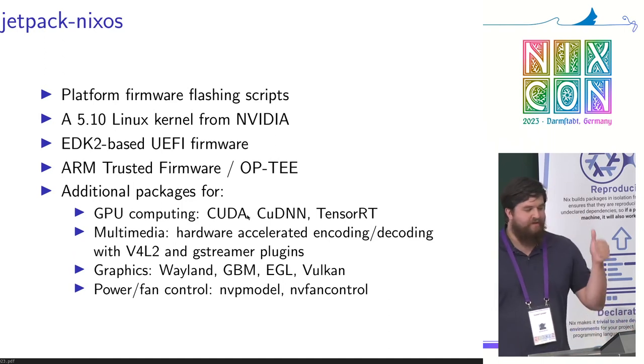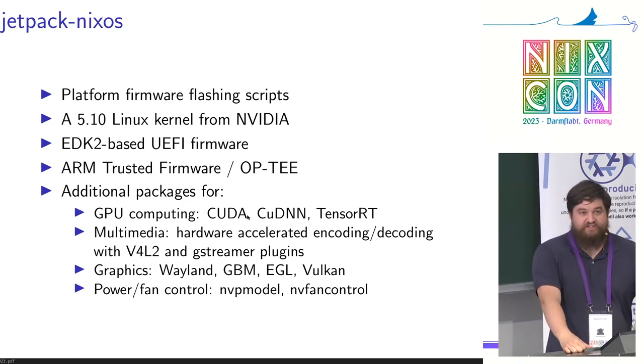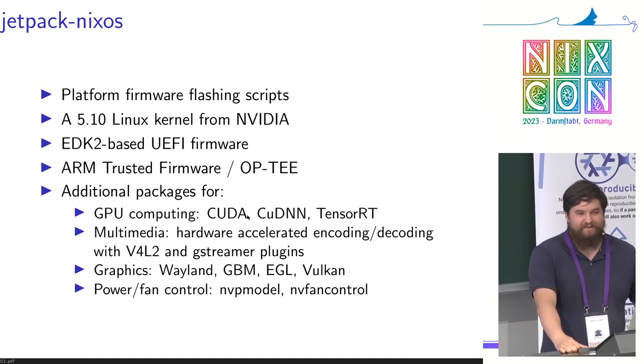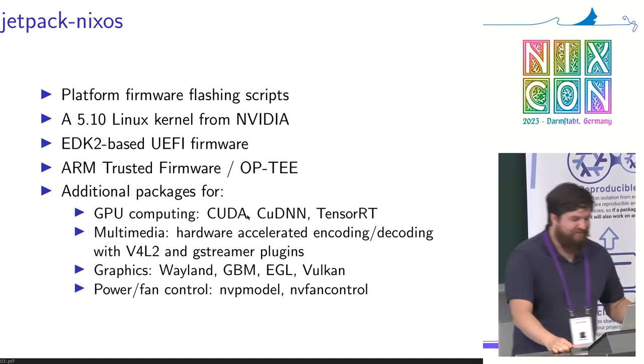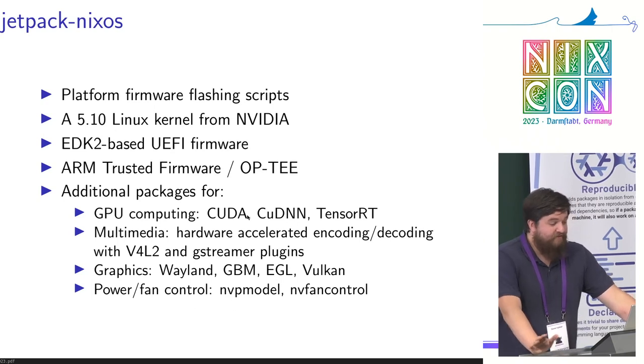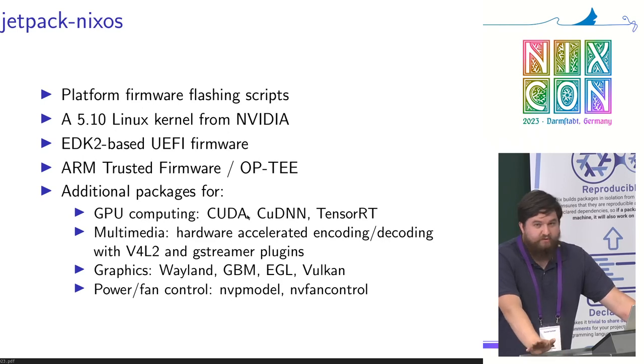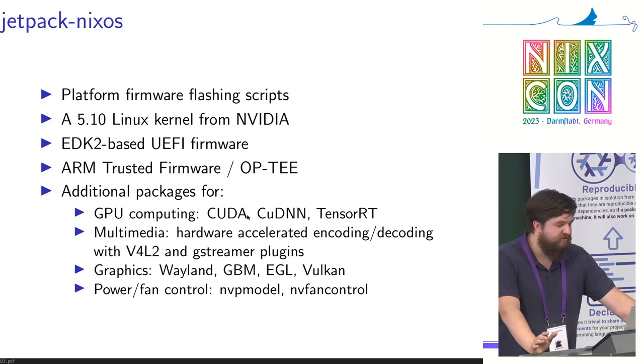As part of that, we have stuff like platform flashing scripts. Don't even look at NVIDIA's flashing scripts. If you think bash scripts are bad, it's a horror. It's absolutely miserable. They have a 5.10 based vendor kernel that they have a bunch of patches on top of, and they also provide the source for some of the lower level bootloader components. So EDK2 based UEFI firmware, if you know what that is. And they provide the source and patches for ARM Trusted Firmware, OP-TEE based things as well.